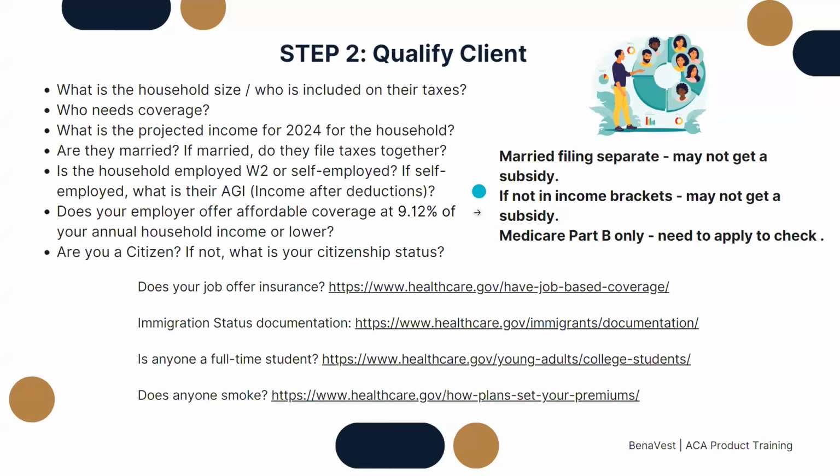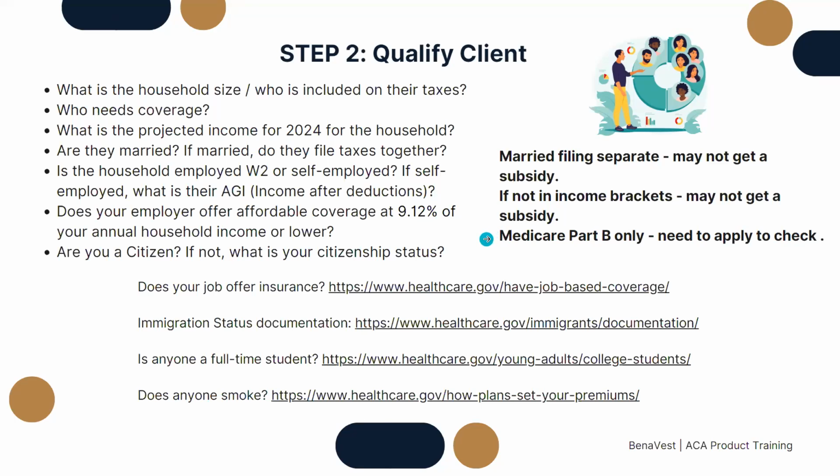What is their AGI? Does their employer offer coverage that's affordable? That's 9.12% of their annual household income. Okay, so you can calculate that. If they make 100,000, 9.12% of that. Are they a citizen? If they're not a citizen, what's their citizenship status? And you'll need to get that documentation.